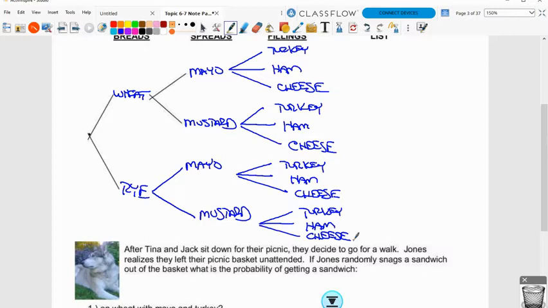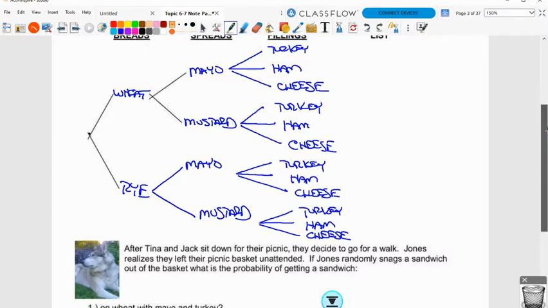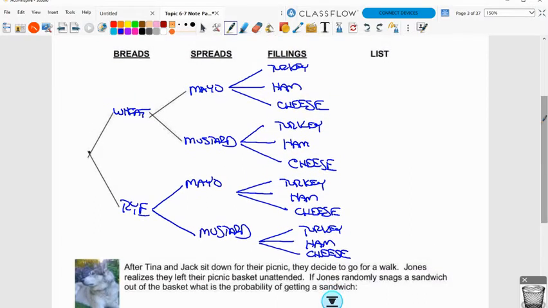And this is your completed tree diagram. So you choose a bread first, then after you choose the bread, you choose the spread that you want, and then after the spread, you choose the filling that you want. We are now ready to create the list, which again is called the sample space. The list of all possible outcomes is called the sample space.